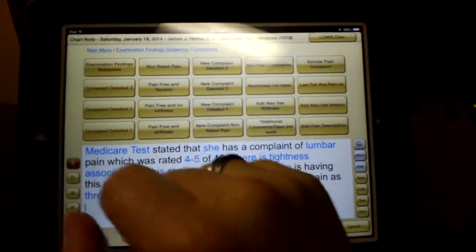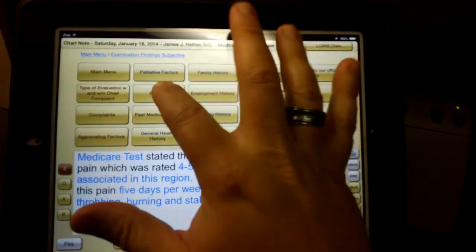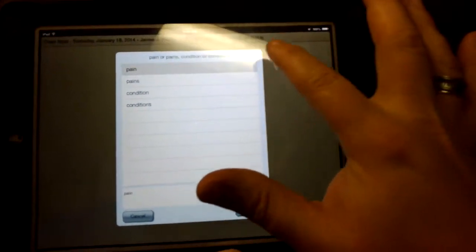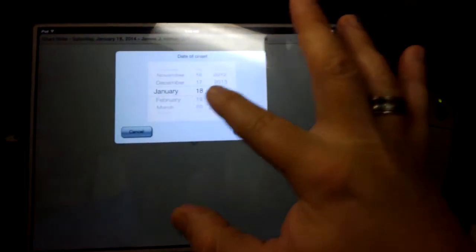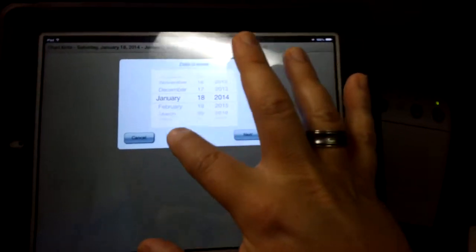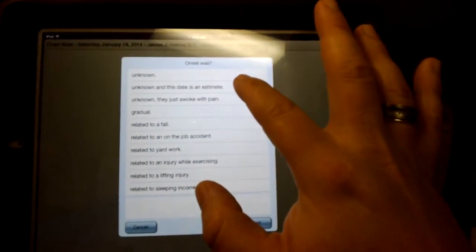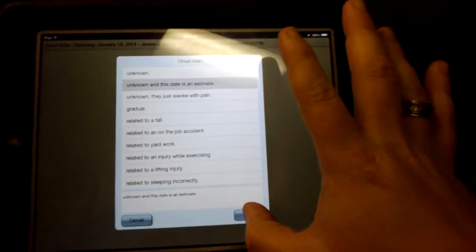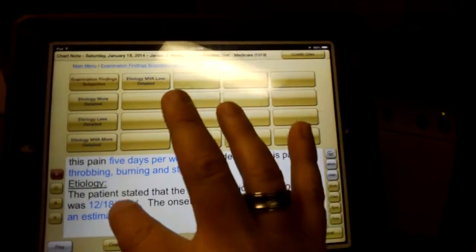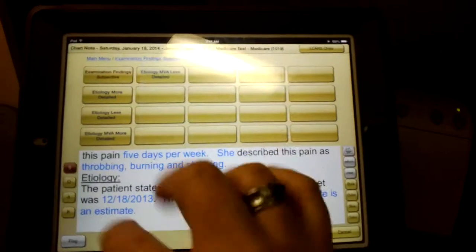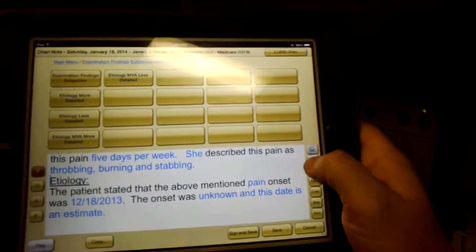We're going to go over etiology, and we're going to say that for this pain, the etiology is unknown. It happened about a month ago, and that this date is an estimate. Okay. From there, I'm going to go over to this day. I put the year as 2014. Let's go back to 2013. It's easy enough to do. Etiology, just put a space in.